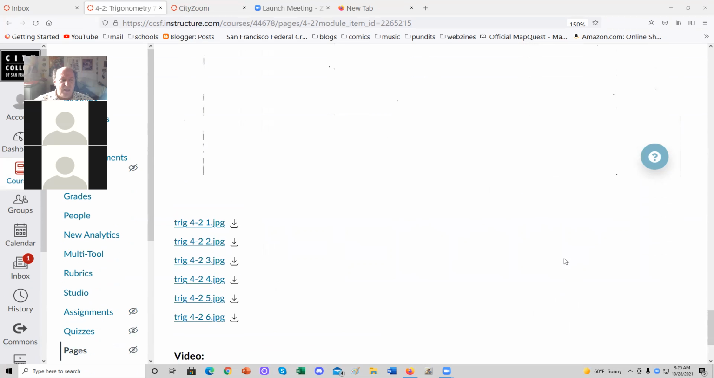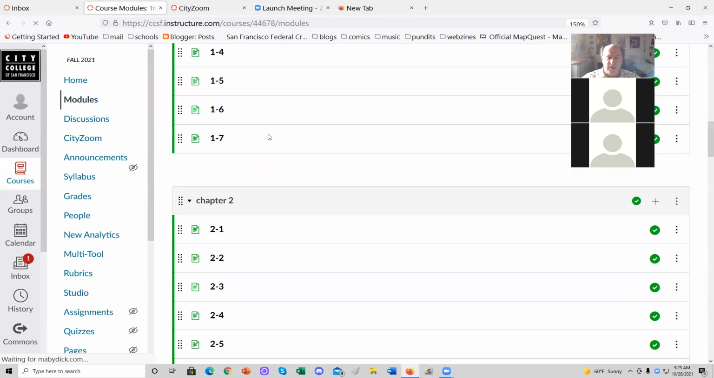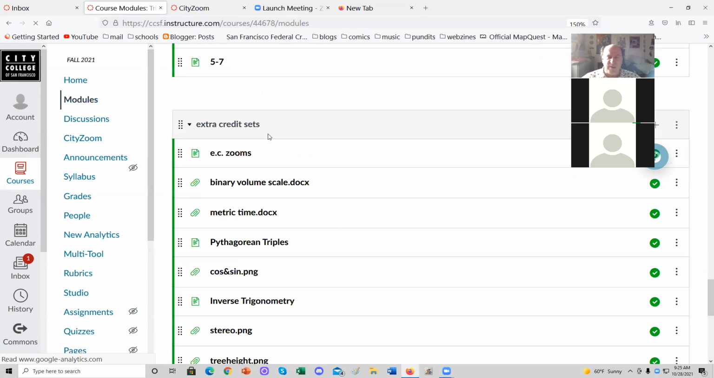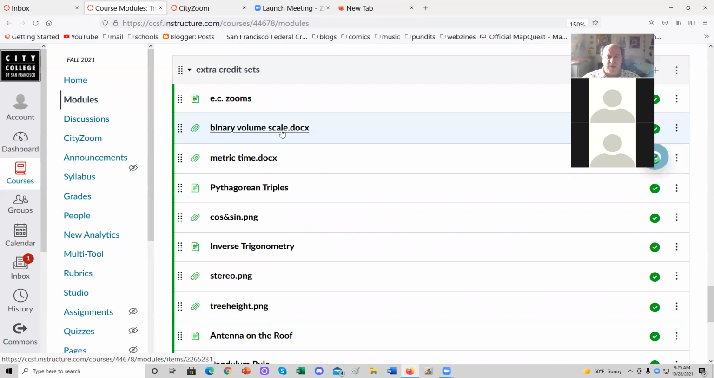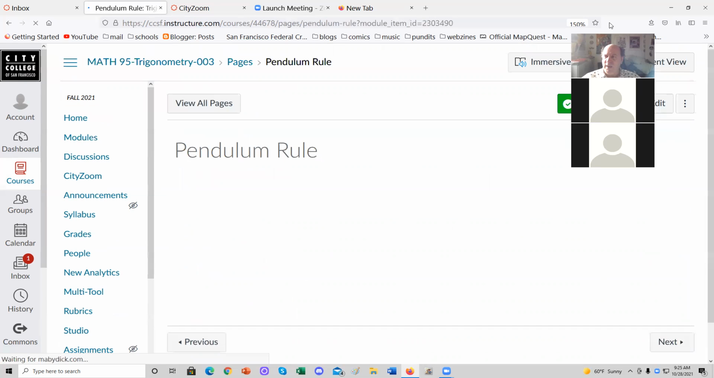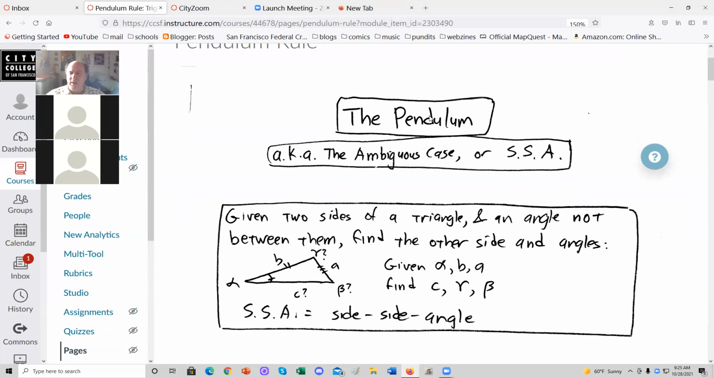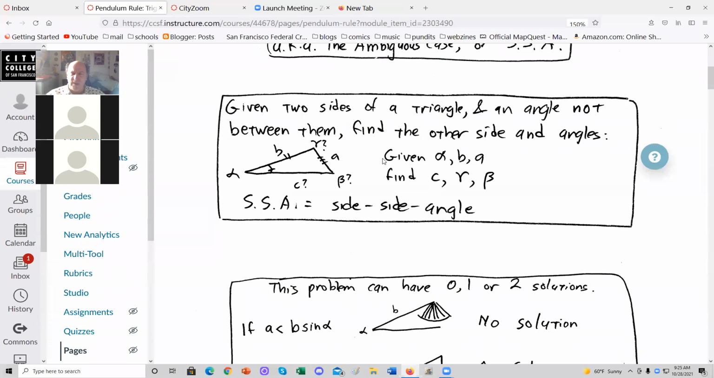Before I go on, let's see. I was mentioning that I have an extra credit set in the modules. Let's take a look. It's down here. And by the way, we have all these others. Stereo and Trihydrate are versions of the law of sines. Here's the pendulum rule. Click on it. You will see a several page document talking about the pendulum, or side A angle, or the ambiguous case.